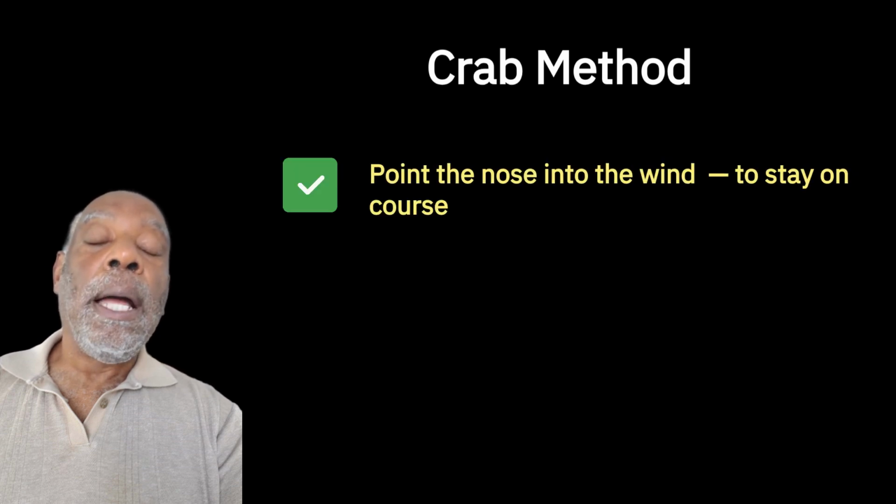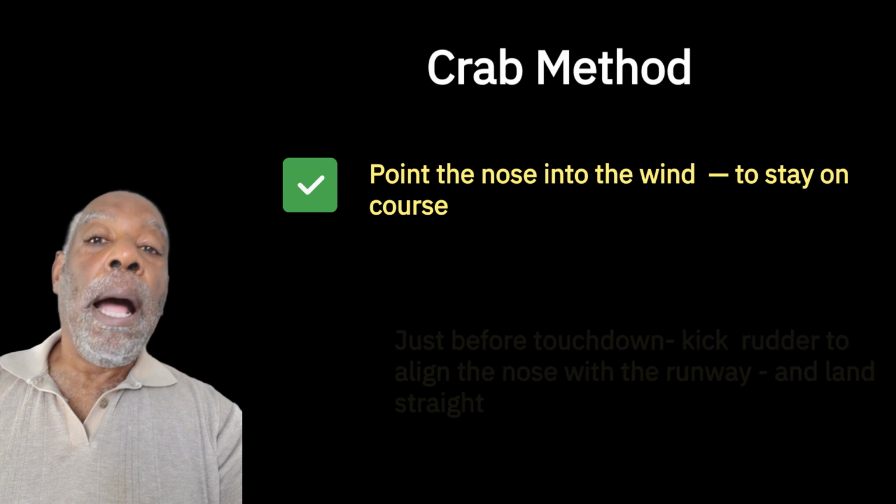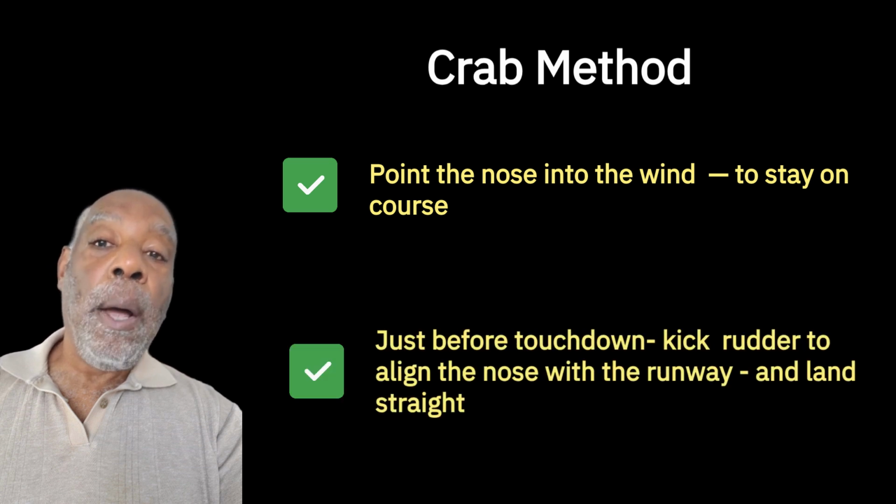There are two main techniques to handle crosswinds, the crab and the side slip. First, let's talk about the crab method. On final, you point the nose into the wind, called crabbing, to stay on course. Just before touchdown, you kick the rudder to align the nose with the runway and land straight.